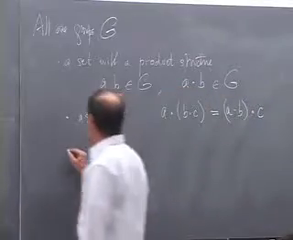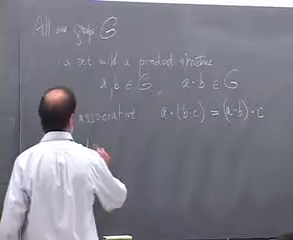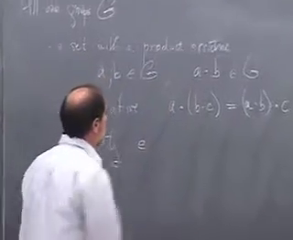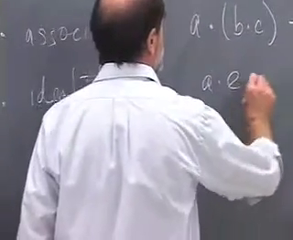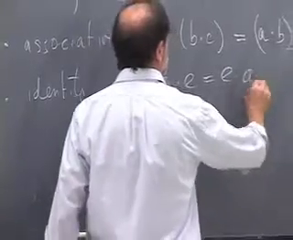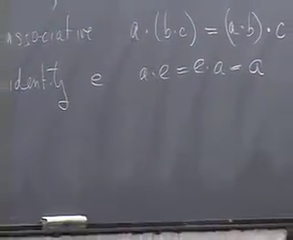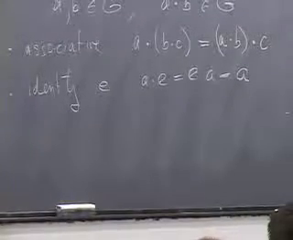And the second condition is the existence of an identity, which I'll denote E, which has the property that the product of any element with the identity is the product of the identity element with A, which is A. So every element, no matter how you multiply it with the identity, gives you itself.